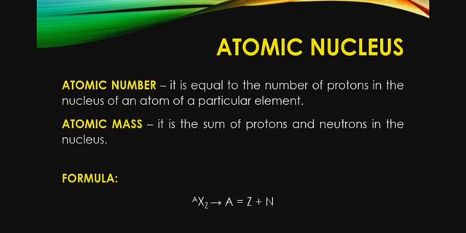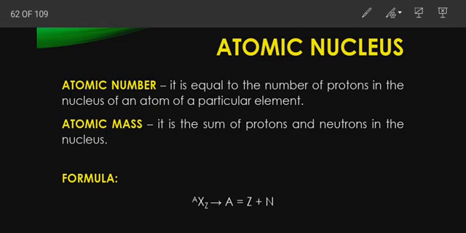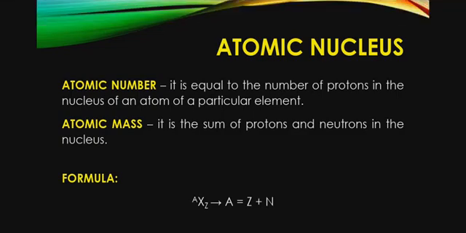So, atomic number is equal to the number of protons in the nucleus of an atom of a particular element. While atomic mass is the sum of protons and neutrons in the nucleus, with the formula that you see on the screen. Natatandaan nyo, pinag-aralan na ito sa Chem 1.